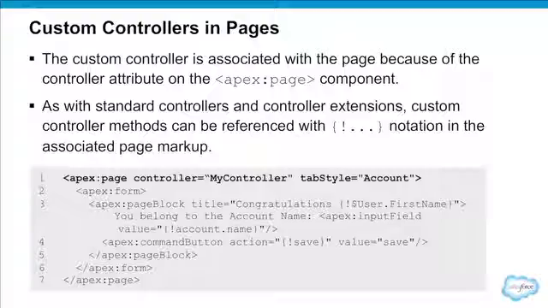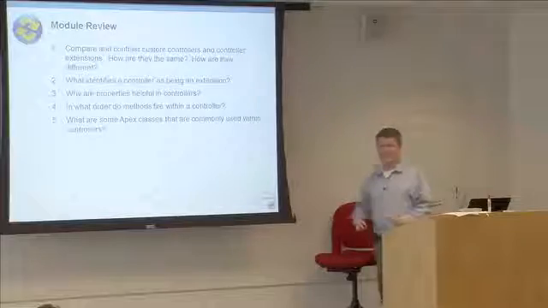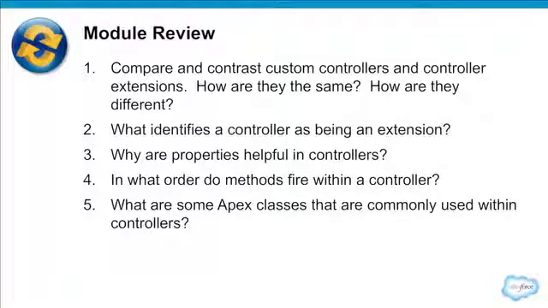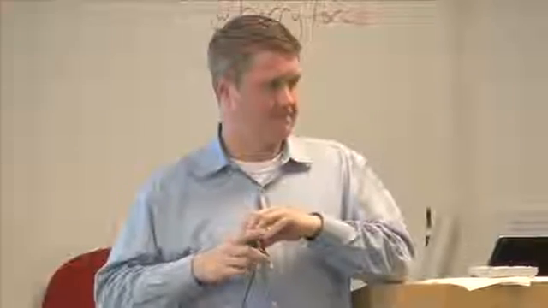Let's jump into some quiz questions. We have some module review questions. What's the key differentiator between, if I showed you two classes, I'm going to combine question 1 and question 2 into the same question: if I showed you two classes and I said one was a controller and the other was a controller extension, how would you tell them apart? The constructor. Exactly. You would take a look at the constructor, and if you have a parameter, you have an extension. If you have no parameter, you have a controller.